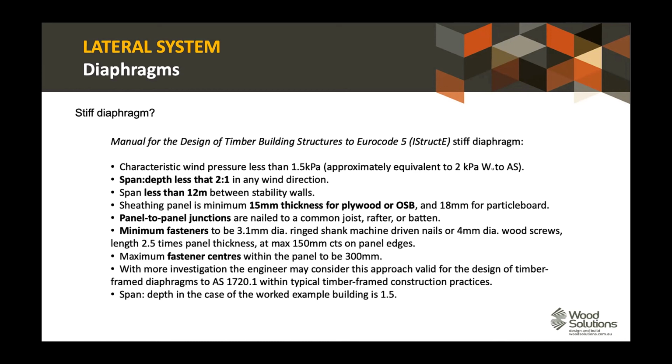Panel junctions are nailed to a common joist, and that's really important. What you don't want is you don't want floor cassettes to come to site, and for the floor cassette connection between adjacent connections to be the weak point. Gives you a specification on fasteners and fastener spacing.